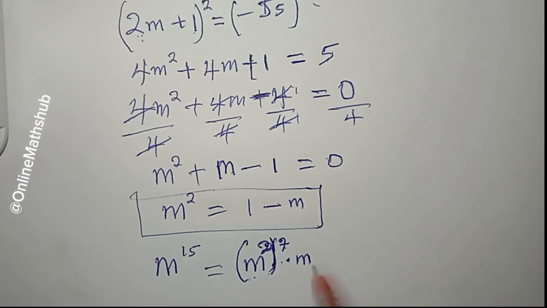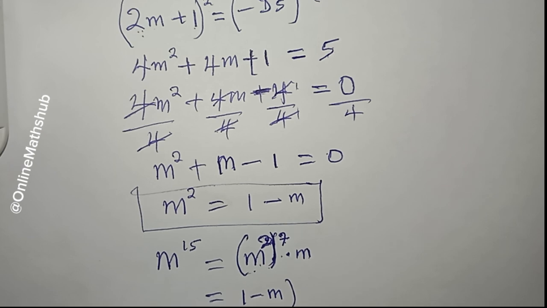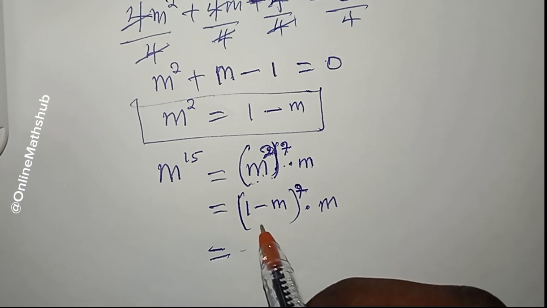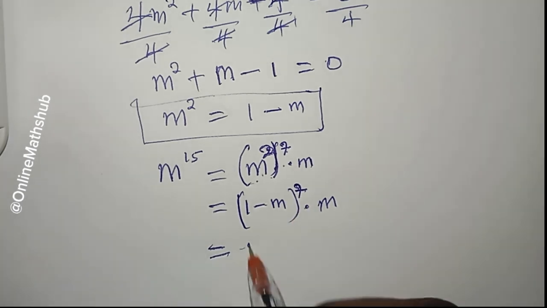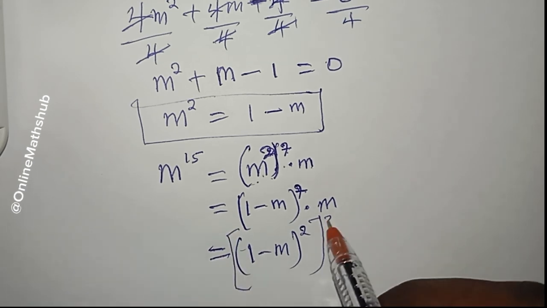But we've actually got this m power 2 to be 1 minus m. So this is actually going to be giving us 1 minus m raised to power 7, 1 minus m raised to power 7 multiplied by this m right here. So next, I can also write this 1 minus m power 7 as 1 minus m power 2, and then of course power 3.